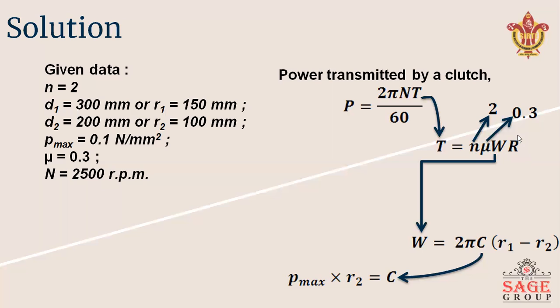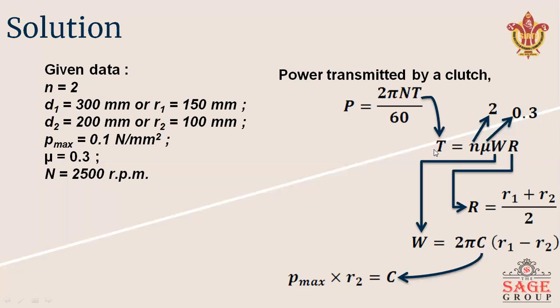Now we have to calculate the value of R, the mean radius. So R for uniform wear theory, that means mean radius for uniform wear theory, is equal to (R1 plus R2) divided by 2. So we have the values of R1 and R2, 150 and 100, that is 250 divided by 2. So we will have the value of capital R. Substitute all the values in this equation, and we will have the value of torque transmitted by the clutch.